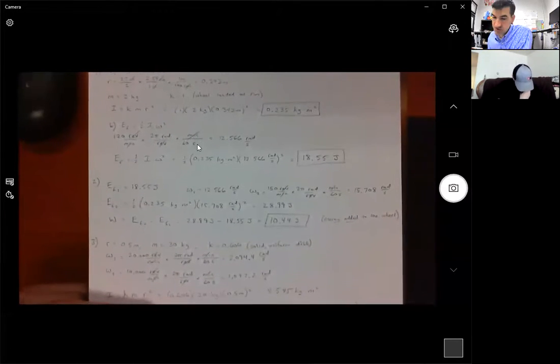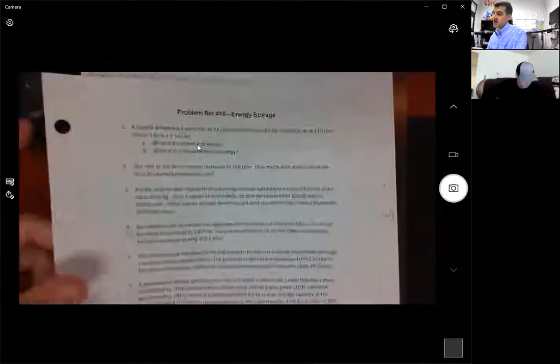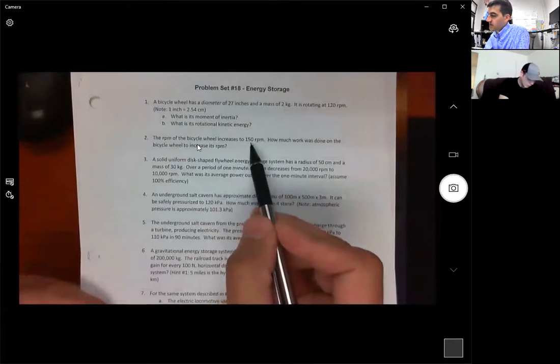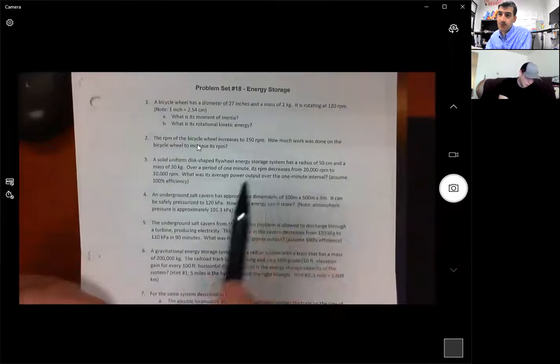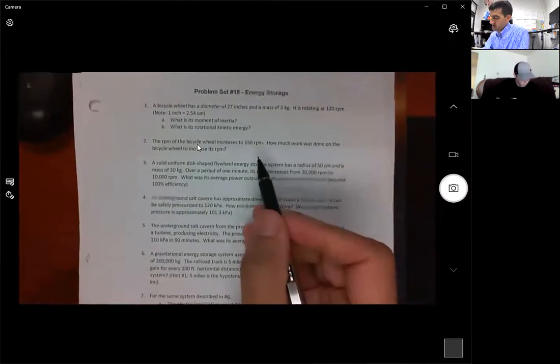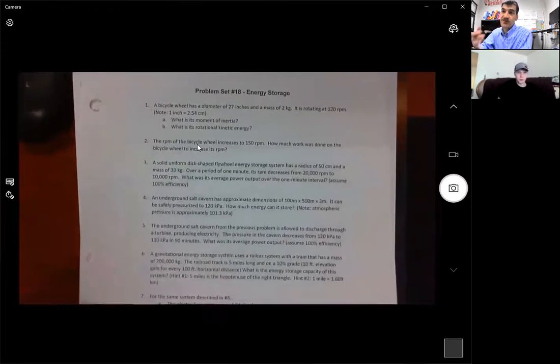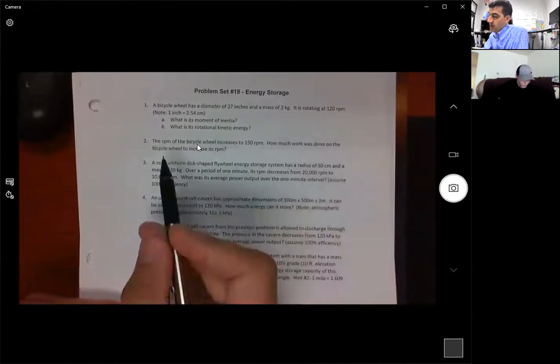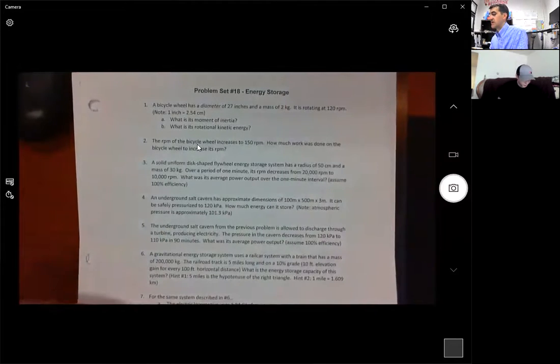And then in number 2, it says that that bicycle wheel increases to 150 RPM. So we're speeding it up. Maybe we're pedaling it, or I don't know, a hand crank or something like that, but we're increasing the speed. So obviously we're giving it more rotating kinetic energy. How much work was done on the bicycle wheel to increase its RPM?